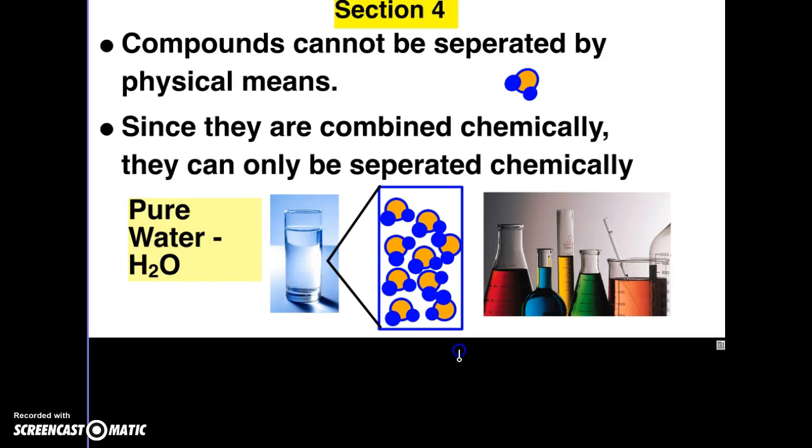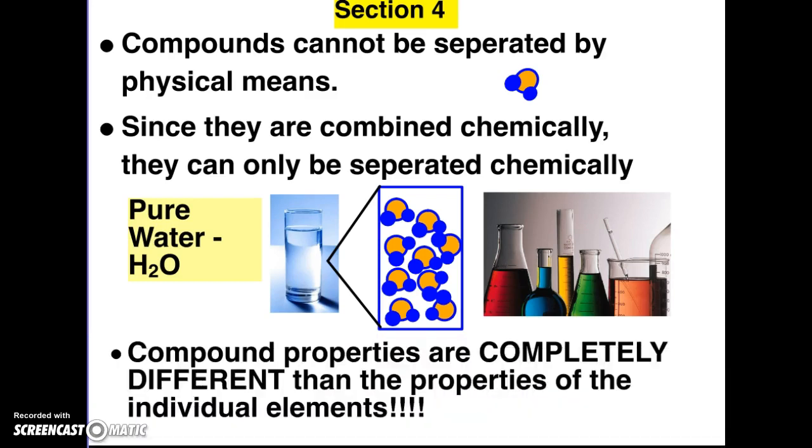Here's something else really important you need to know about compounds. I don't know what you need to do, highlight, box it, circle it, whatever, star it. You need to know this about compounds. The compound properties are completely different than the properties of the individual elements. Let me explain. Hydrogen is a gas that's flammable. Oxygen is also a gas, but when they combine chemically, they turn into something completely different. The properties of water are completely different than the properties of hydrogen and oxygen when they're by themselves.